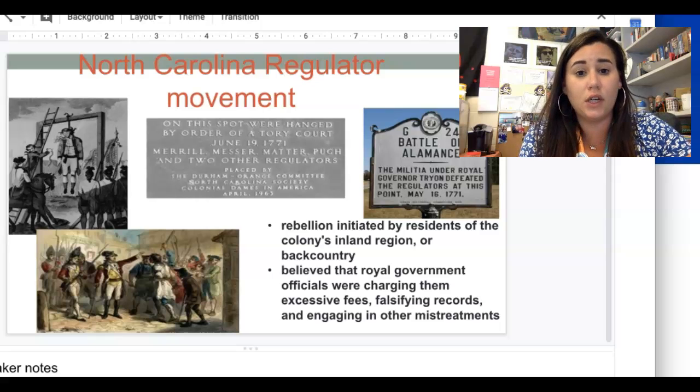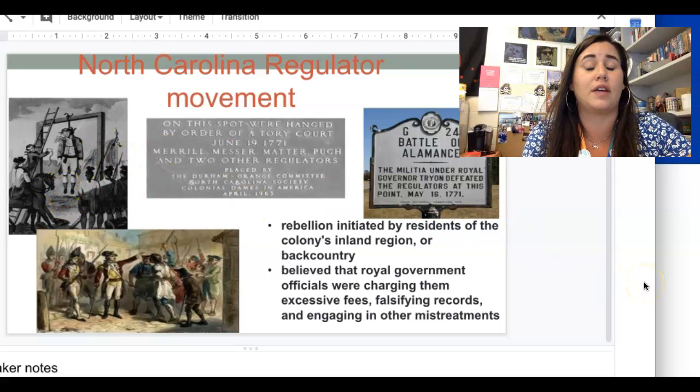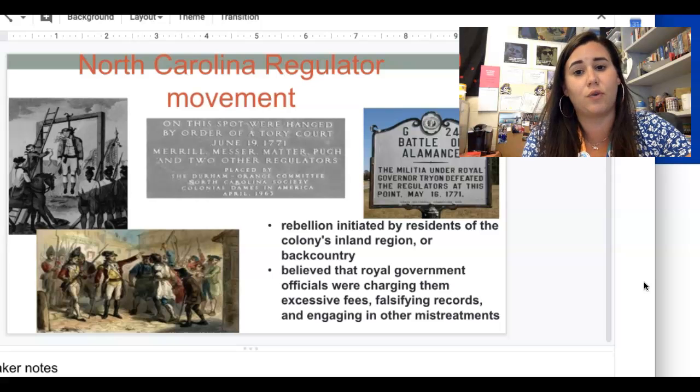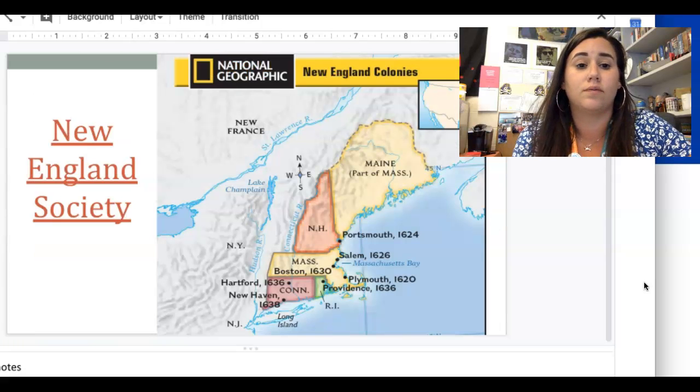We see here Governor Tryon is going to defeat the regulators. We see one of them being hanged there. So in this instance, the royal government did win, but it kind of sets the stage for a larger event throughout all of the colonies.